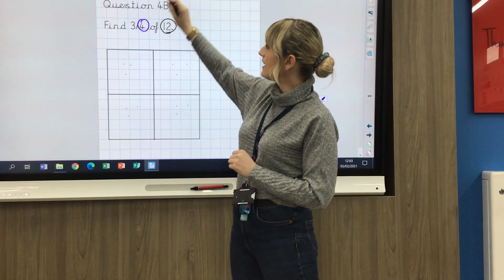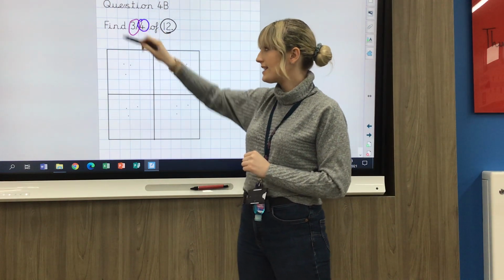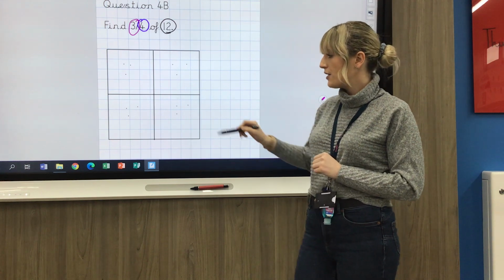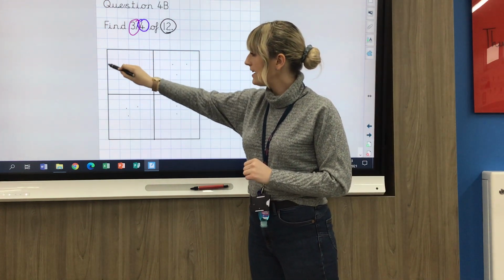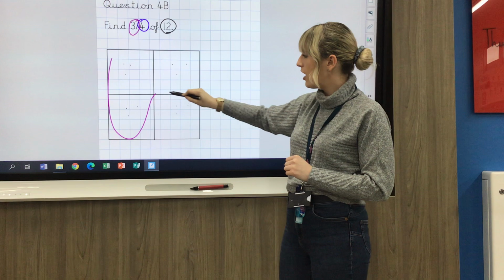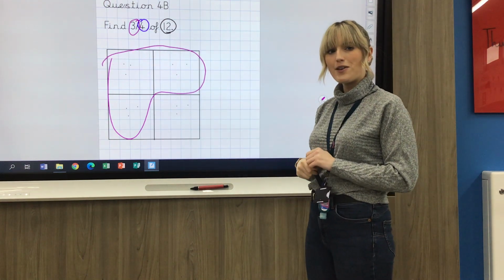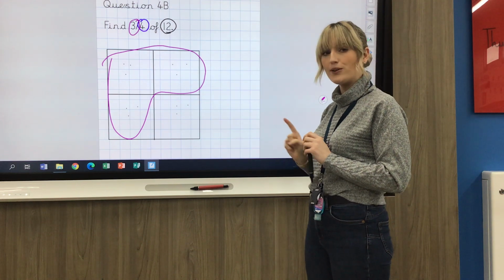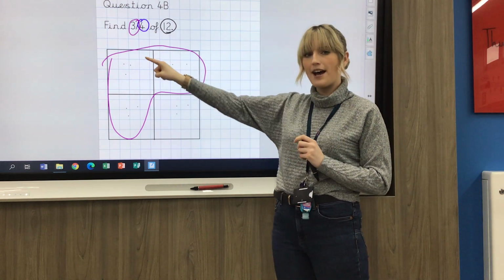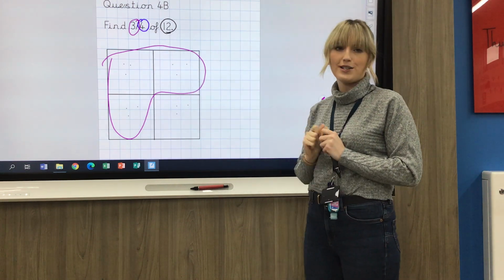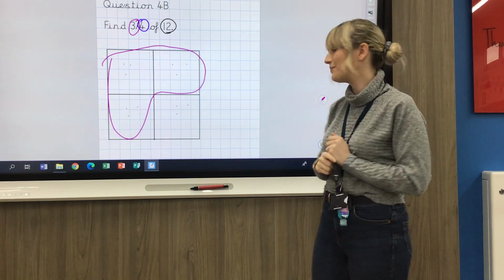I now need to find what 3/4 would be. So what I need to do is count how many are in 3/4. So use that picture to help you. You can pause the video to count how many 3/4 is. Count my dots.